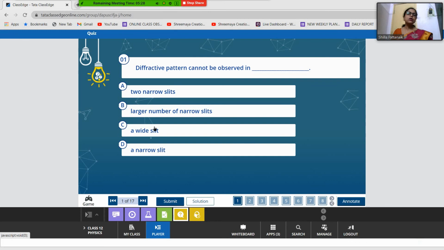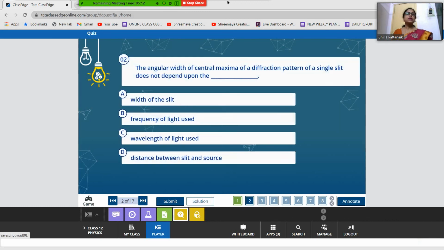But can diffraction occur through a wide slit? No. So here the question is where it cannot be observed. A wide slit. Understood? Yes. Wide slits. Okay. Next question. The angular width of the central maximum of a diffraction pattern of a single slit does not depend upon. So angular width, you will remember the formula. Upon which it does not depend.